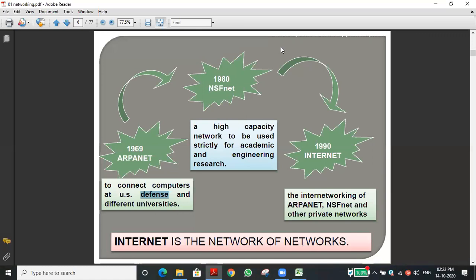In the 1990s the internet came, that is international network. Okay, that is the full form. What is internet? It's a network of networks. Very nice word, I like this very much. Many networks are there, and among them the top network is called internet. So that is globally connected computers. That is called as internet.